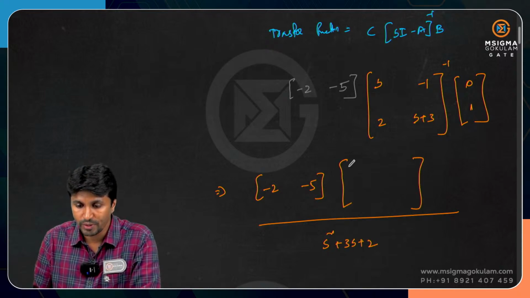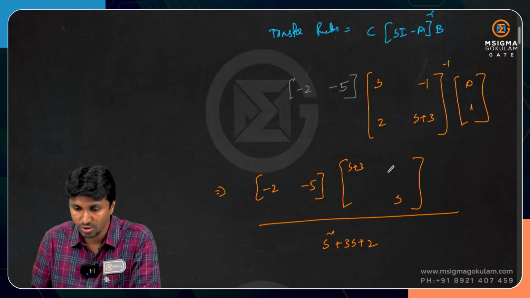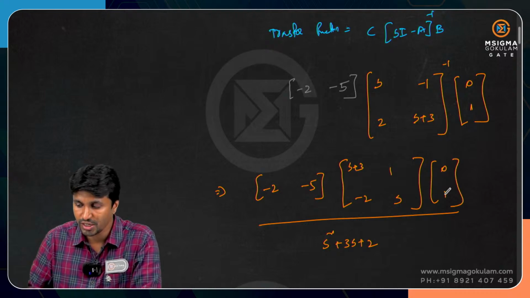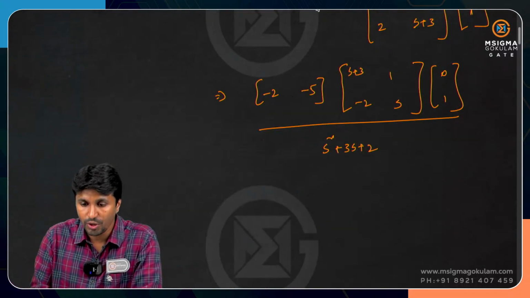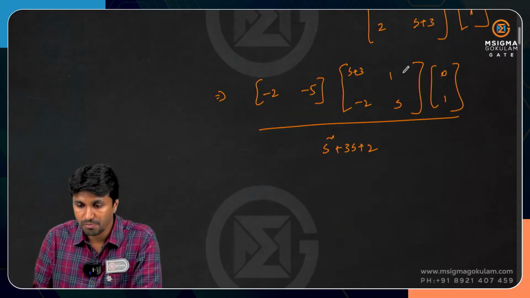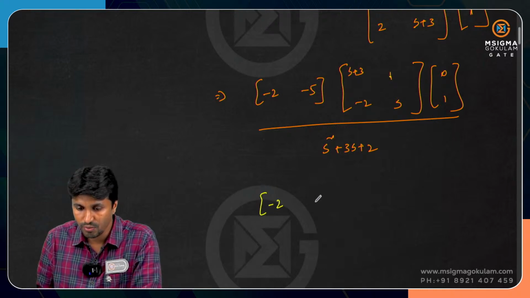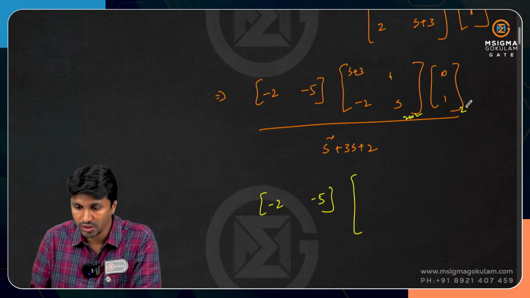Inverse of a 2 by 2 matrix: suppose the entries are A, B, C, D. Then this is D and this is A, and this becomes minus B and minus C. So therefore 1 and -2. So this is nothing but the inverse, right? When you calculate this one, what do you get? So look at this one. s plus 3 into 0 is 0, right? 1 into 1 is 1. This is 2 by 2 and this is 2 by 1, so the resultant matrix will be 2 by 1, right?